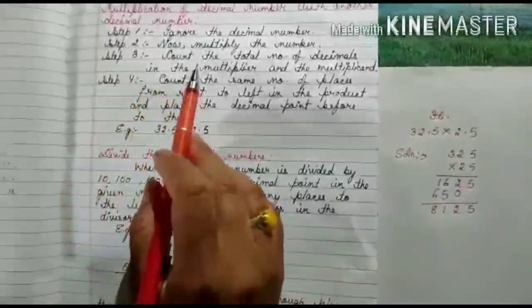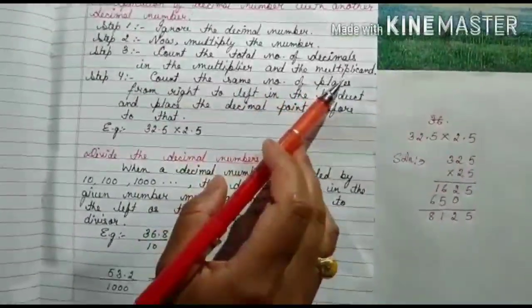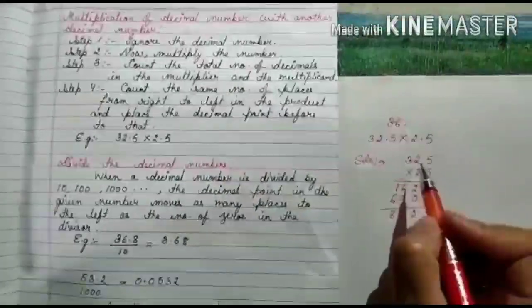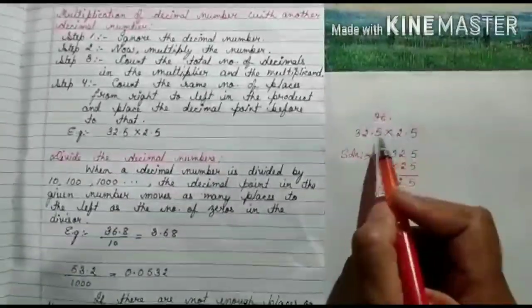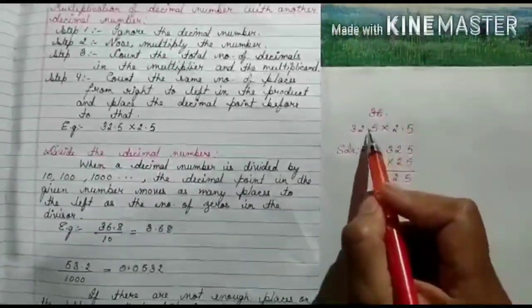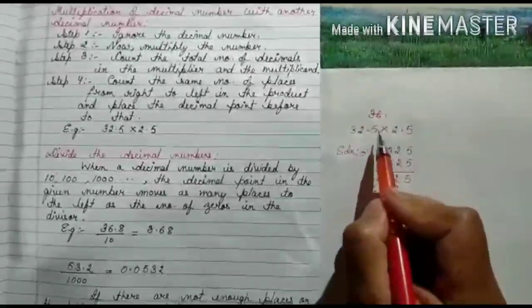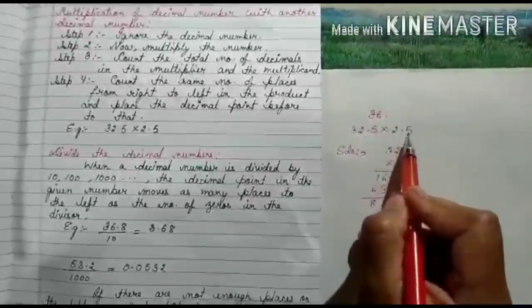In step 3, count the total number of decimals in the multiplier and the multiplicand. Now we have to count how many digits are after the decimal point in both the multiplicand and the multiplier. In the multiplicand there is only one place after the decimal point, and in the multiplier also only one place. So now we have 2.